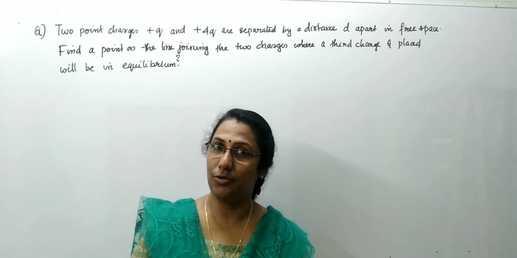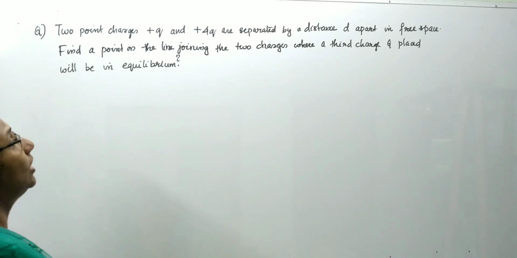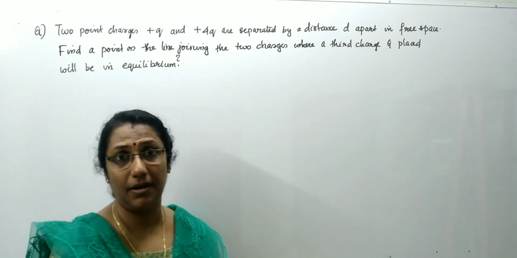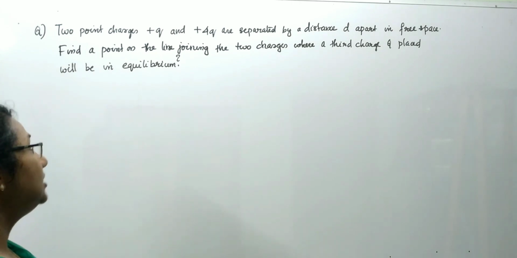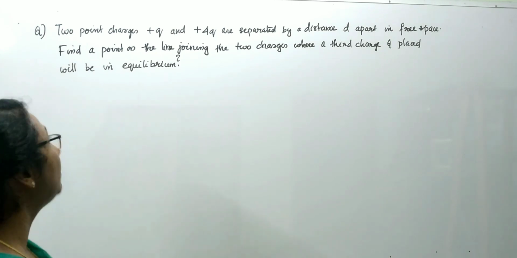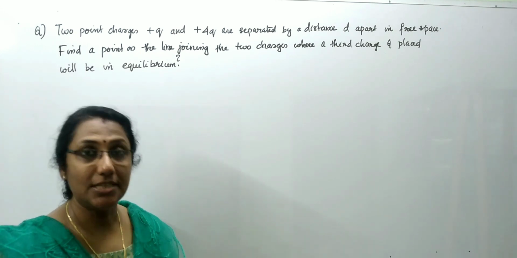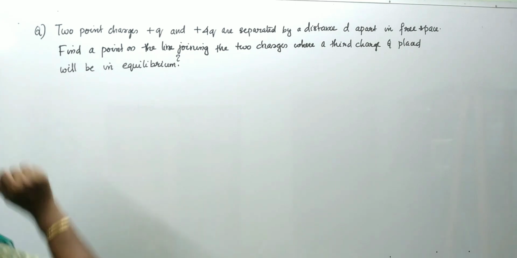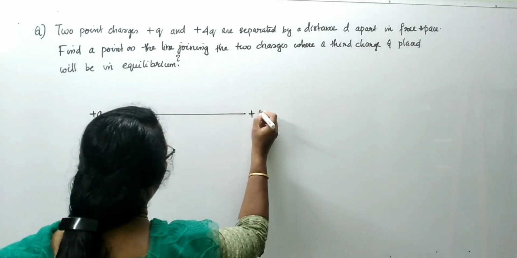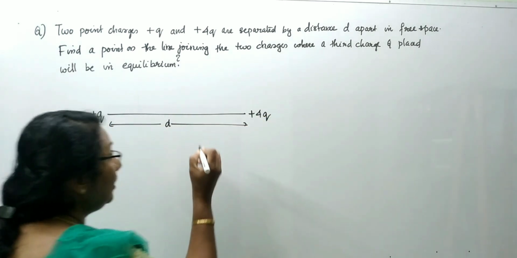Okay, so today we are going to do that question. The question says that two point charges plus Q and plus 4Q are separated by a distance D apart in free space. Find a point on the line joining the two charges where a third charge capital Q will be in equilibrium. Okay, so it is given that two charges, this is our plus Q and this is our plus 4Q, and they are separated by a distance of D apart in free space.